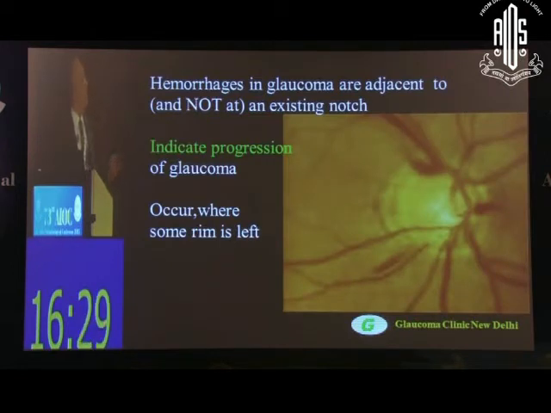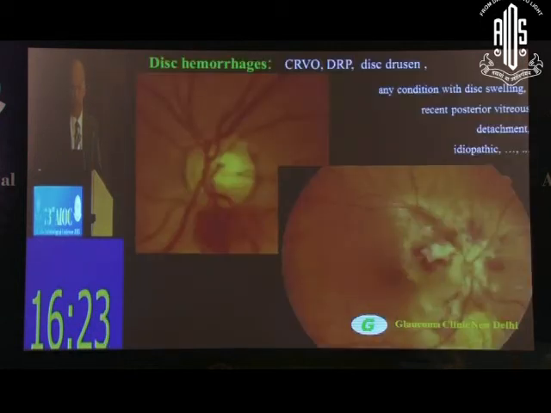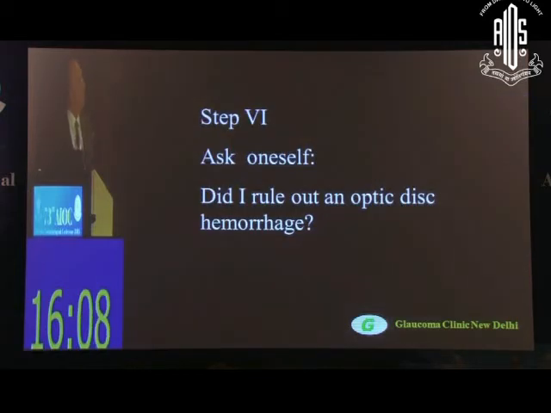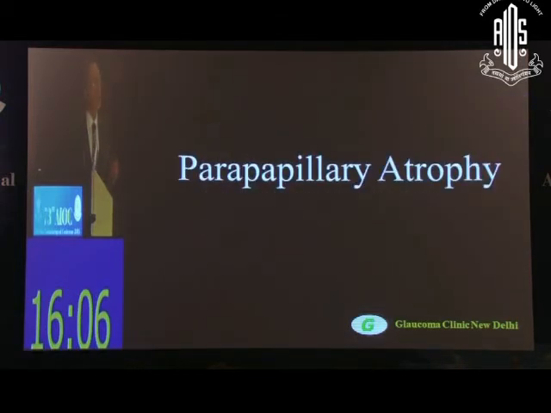So remember that these disc hemorrhages are indicative of progression, and you need to reset the target pressure for your patients. It can happen in other conditions, as I said earlier, and it's important to make sure that the patient is not on blood thinners also. Typically, the disc hemorrhage will get absorbed over a period of time and will be replaced by this nerve fiber layer defect. So it's important that you look for a discontinuous blood vessel.